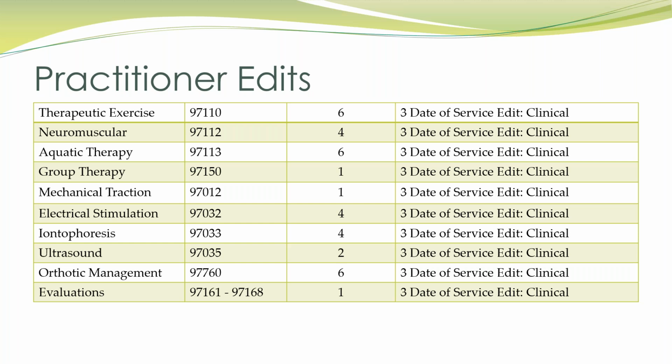Therapeutic exercise, maximum of 6, neuromuscular rehab, maximum 4, aquatic therapy 6, group therapy 1, mechanical contraction 1, e-stim 4, and there's 3 here. This means that if you go over, you can appeal. If there's a 2 there, that means you cannot appeal. For example, where you'll see a 1, and this should actually be a 2 here, evaluations, you can only do 1 a day, and it's not appealable to do more than 1.